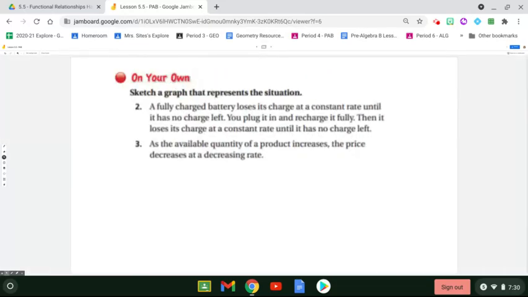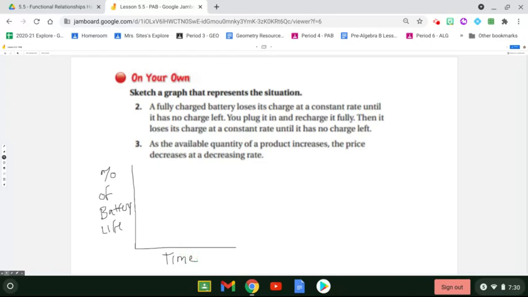Okay, so we're going to be comparing in this situation, a fully charged battery loses its charge at a constant rate until it has no charge left. You plug it in and you fully recharge it. It loses its charge at a constant rate until it has no charge left. So let's look at that. Okay, so we're comparing the percentage of battery life over time.